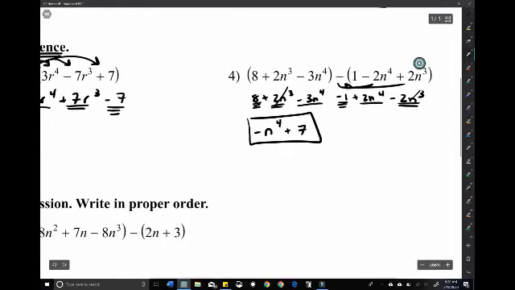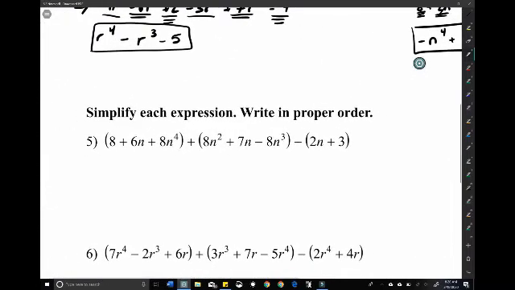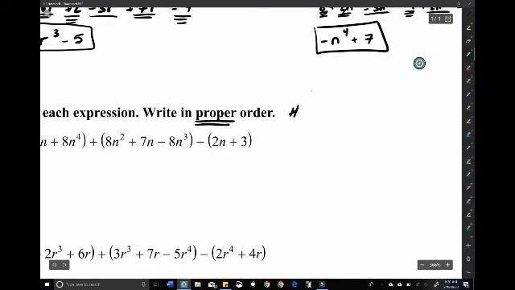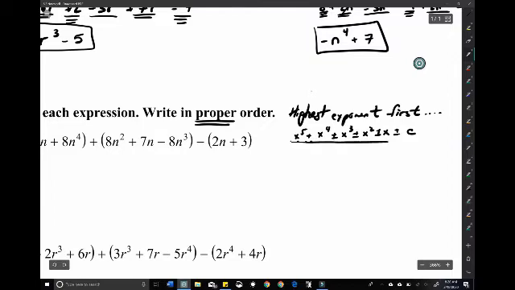Pretty easy stuff, I hope. Simplify each expression, write in proper order. So proper order is just with the highest exponent first, which is already kind of what we were doing, and then kind of going down. So you go from x to the fourth, plus or minus x to the third, plus or minus x squared, plus or minus x, plus or minus the constant. There might even be an x to the fifth. Anything from there, highest to lowest, is how we go about that.